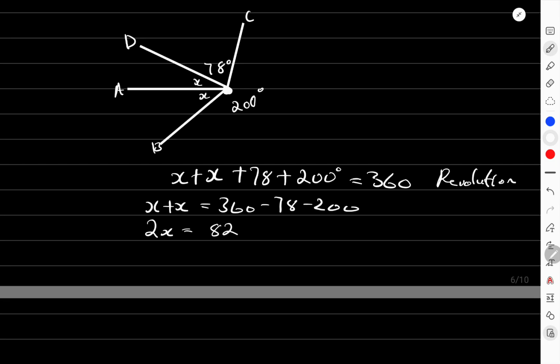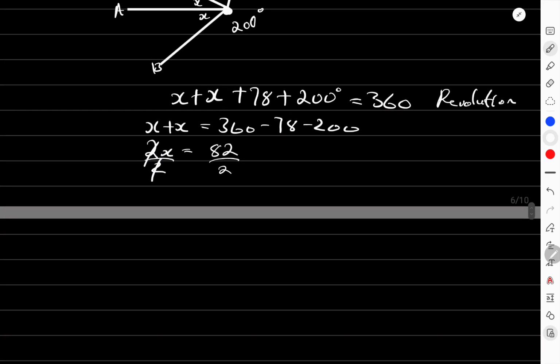2x is equal to 82 degrees. But 2 and x are multiplying. If they're multiplying, what should I do? The inverse operation of multiplication is division. Therefore, I have to divide by 2, and I should also divide by 2. 2 and 2 cancel, and I'm left with x. What is x? x is equal to 82 divided by 2. The answer is 41 degrees. The value of x is equal to 41 degrees.